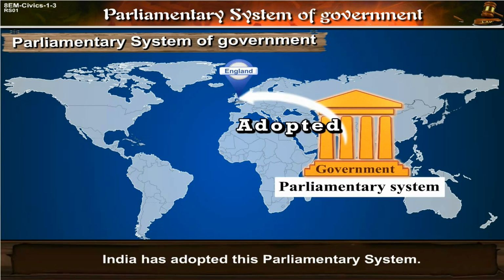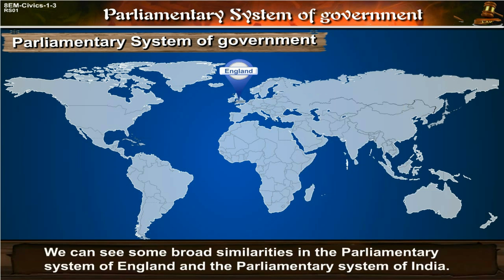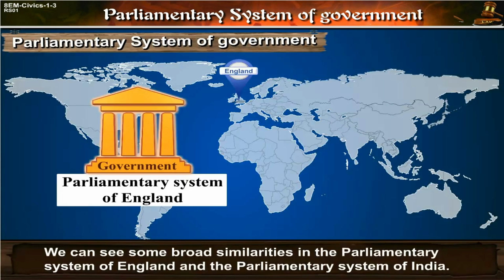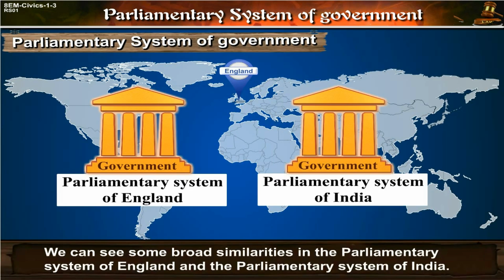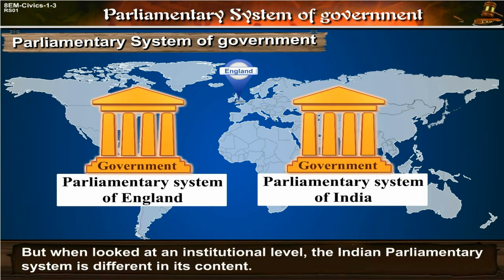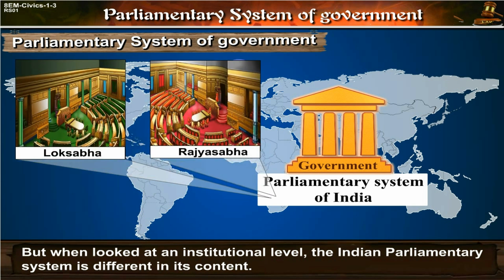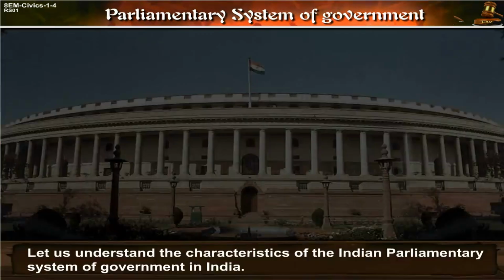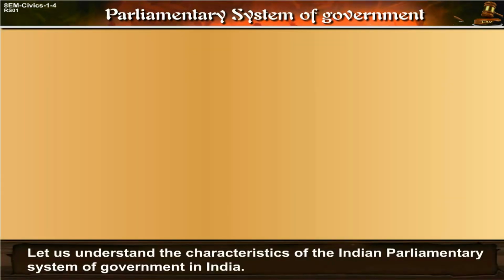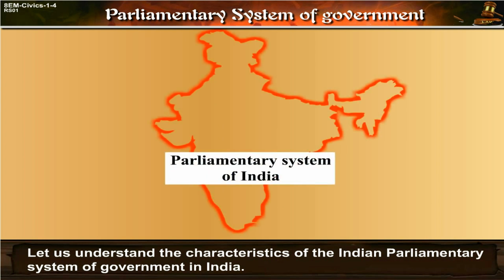India has adopted this parliamentary system. We can see some broad similarities in the parliamentary system of England and the parliamentary system of India. But when looked at an institutional level, the Indian parliamentary system is different in its content. Let us understand the characteristics of the Indian parliamentary system of government in India.